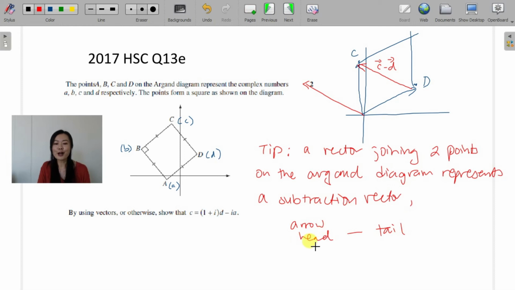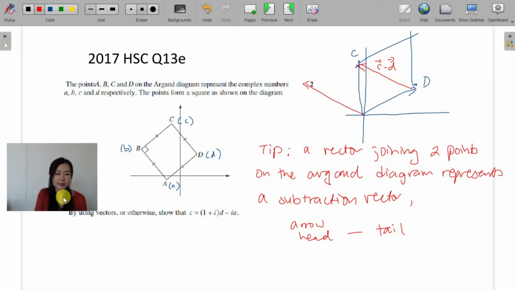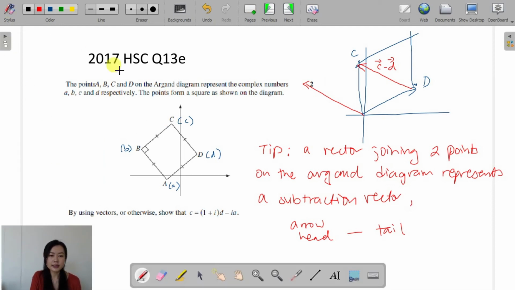All right, so I hope you know what I mean by arrowhead minus tail. For example, if it's pointing this way, or I have it here pointing that way, it's C minus D. Okay, all right, so with that in mind, let's do a new page.